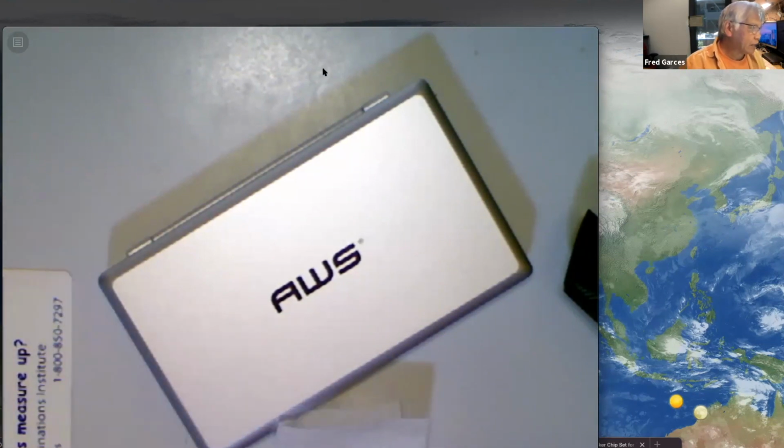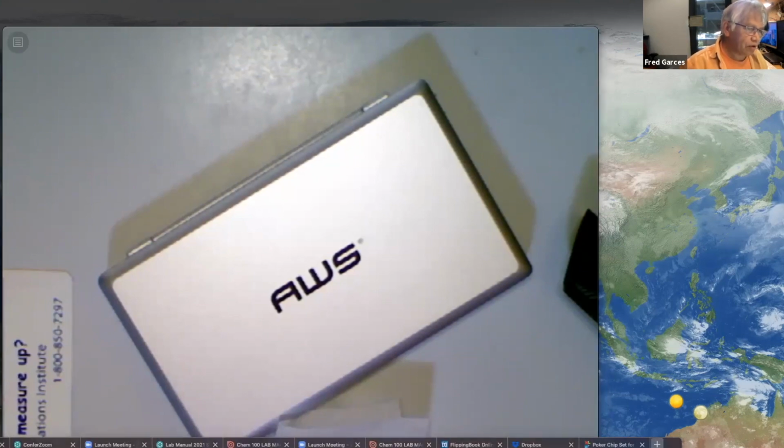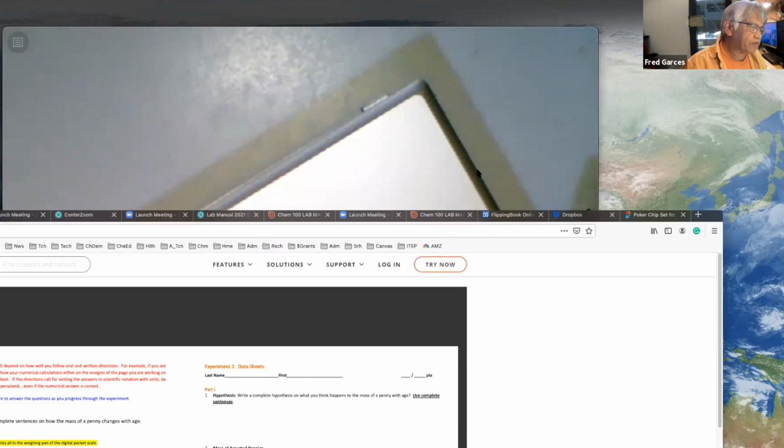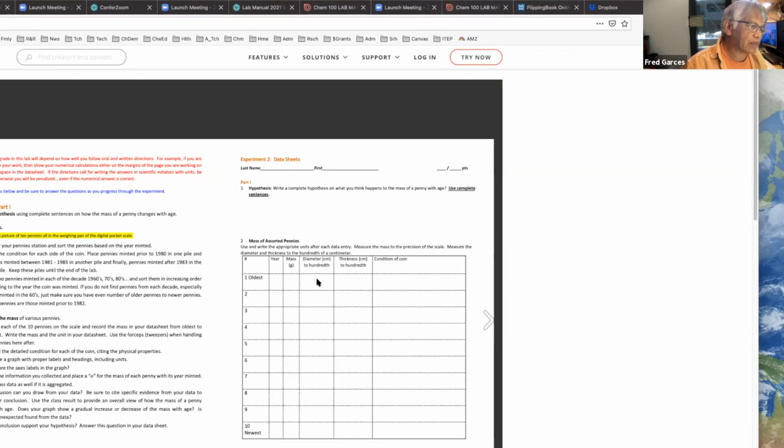So let's go back over here. That's basically what you are doing. I mean, it's pretty simple. You've got the year, you've got the mass, you've got the diameter, you've got the thickness, centimeters right here, and then the condition.